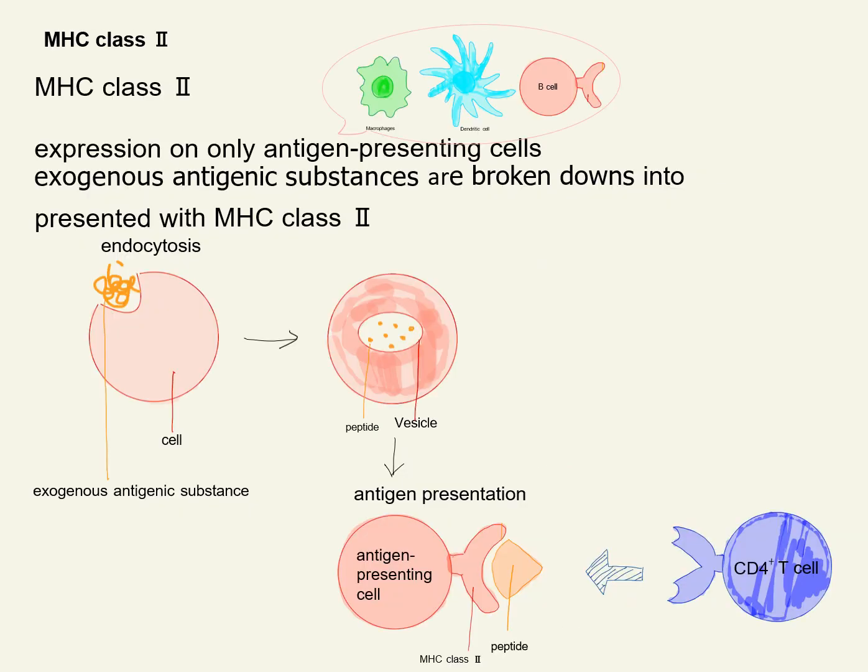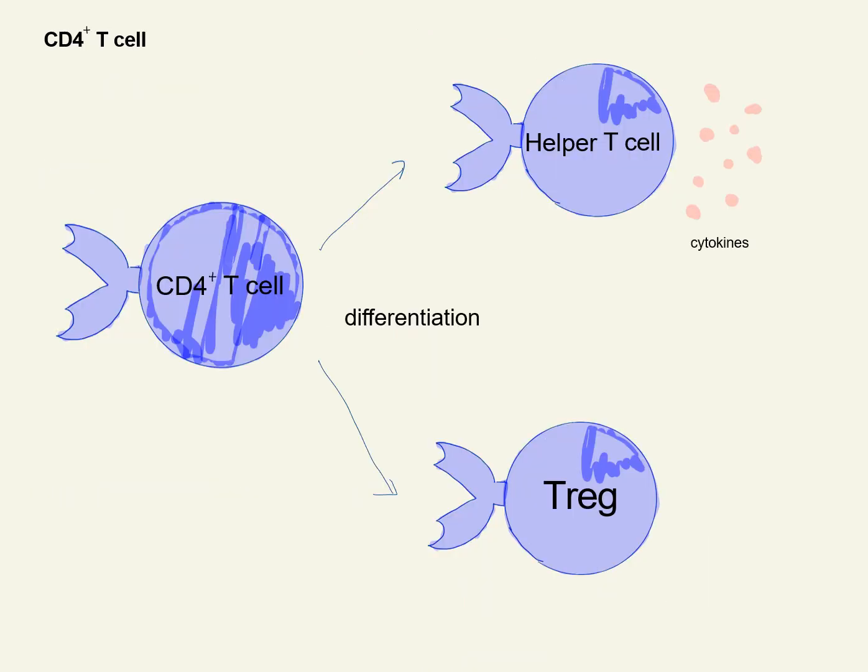MHC class 2 is expressed only on antigen-presenting cells, such as macrophages, dendritic cells, and B cells. CD4 positive T cells respond to MHC class 2 antigen presentation. CD4 positive naive T cells mainly differentiate into helper T cells or regulatory T cells, or Tregs, and produce various cytokines in response to antigen presentation and power up phagocytes such as macrophages.